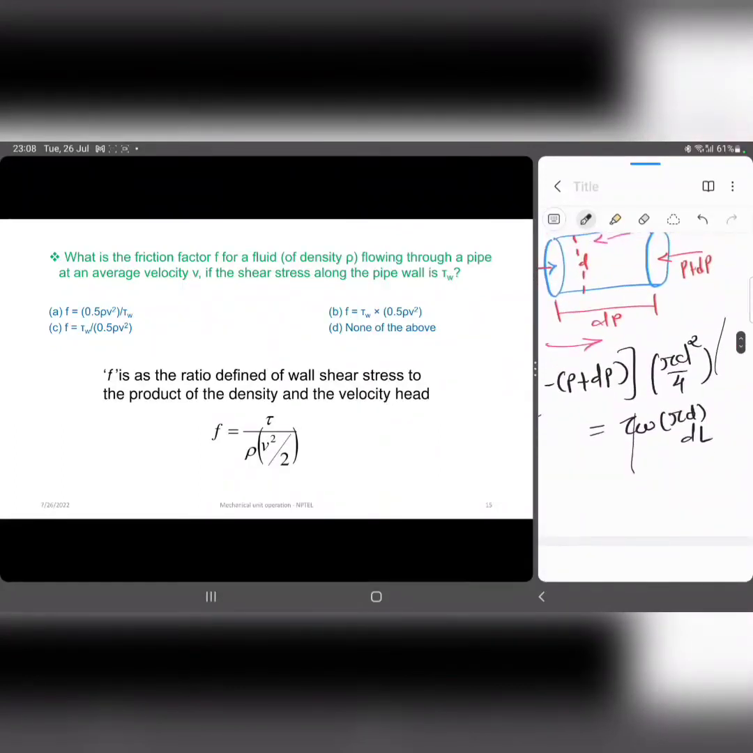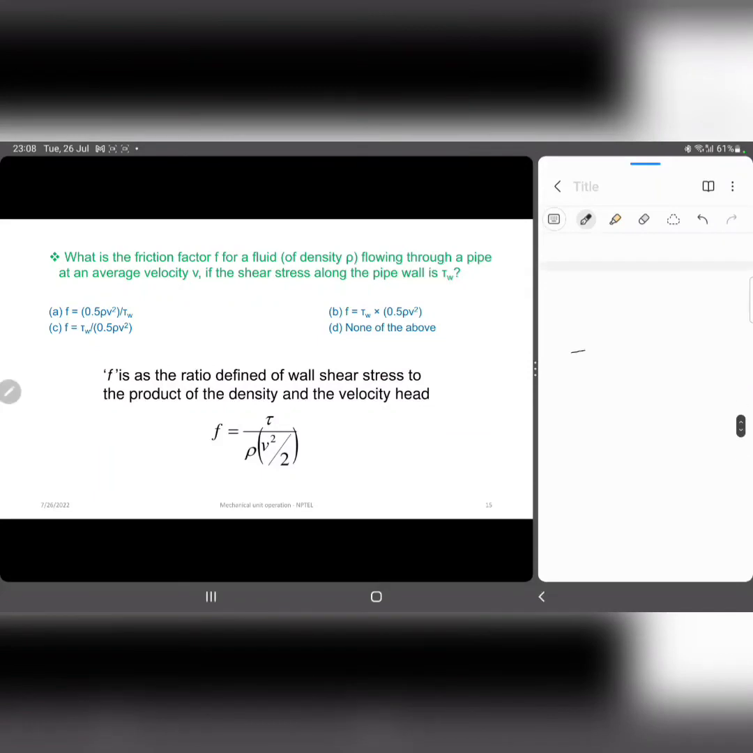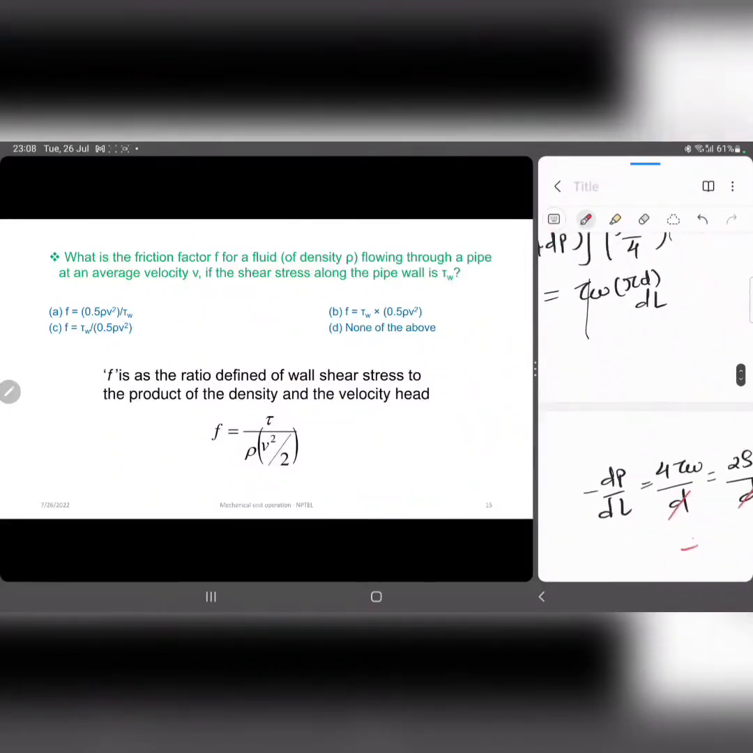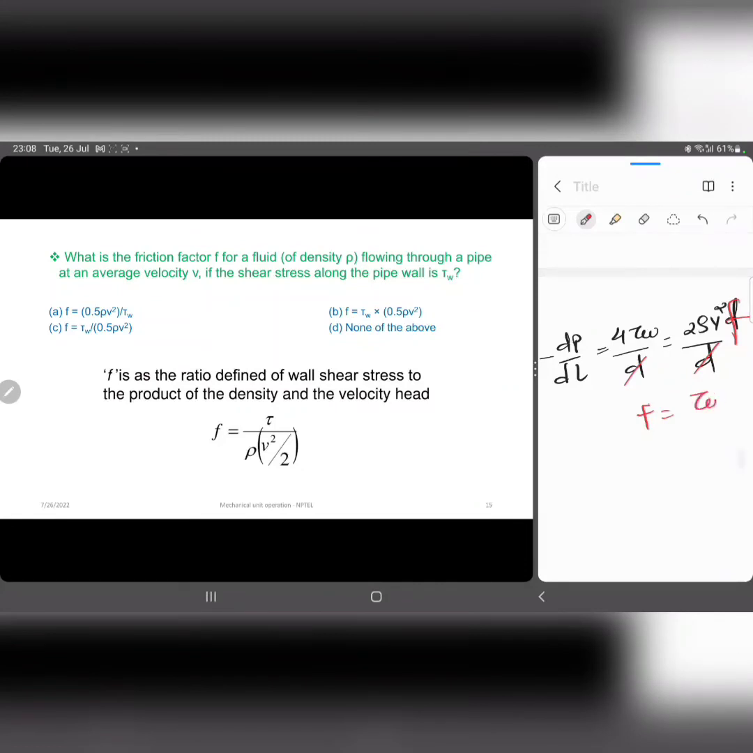Okay, so this is the equation, and if we solve it, you just rearrange the terms, then at the end you will get this equation. It's very easy. I directly remember that equation, so I am writing it like this. If you remove the common terms, at the end, here it's F. Consider F. So at the end, you will get F is equal to tau W divided by rho V squared by 2. So the answer here is C, F equal to tau W divided by 0.5 rho V square. Instead of V square by 2, they use 0.5.